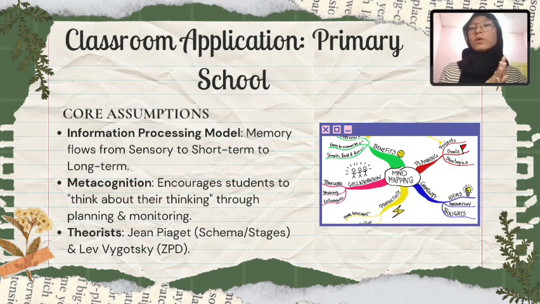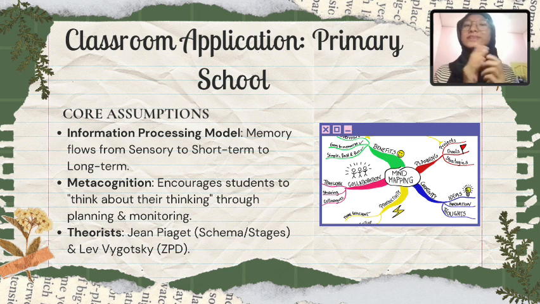The core principle of cognitivism is that learning involves internal mental structures called schemas. Prominent theorists like Jean Piaget explain how learners assimilate new information into existing schemas or accommodate their schemas when encountering new ideas. A fundamental concept here is the information processing model.